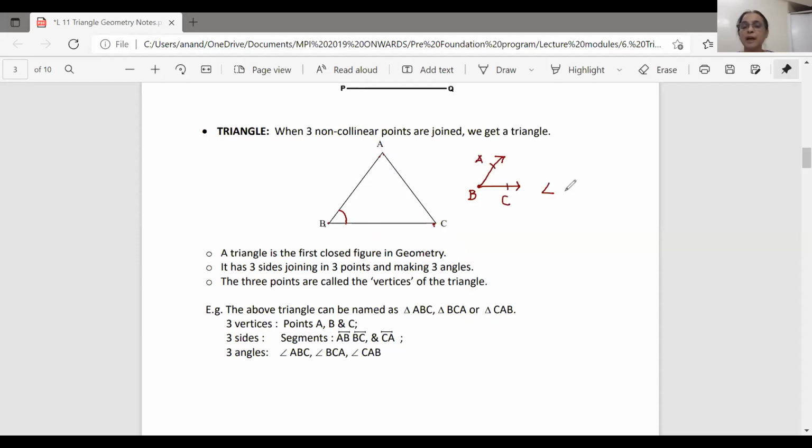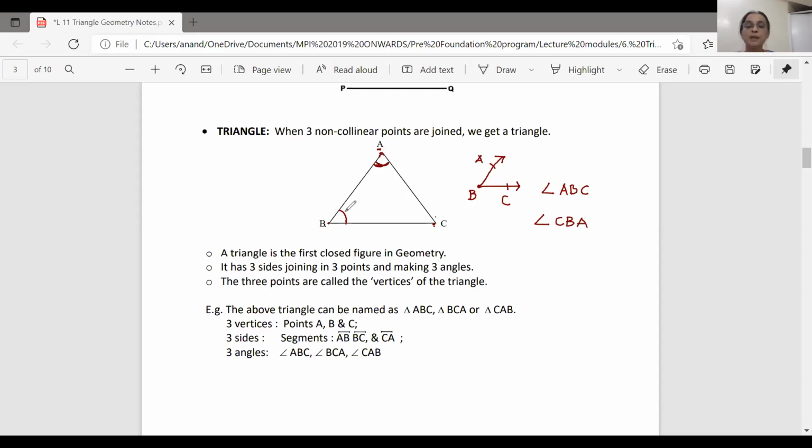I can call it angle ABC, or I can call it angle CBA. Both are correct. But I cannot name this angle as CAB. CAB will be this angle, not this angle. I cannot call this angle BAC. Both CAB and BAC will be this angle. So whichever name is in the middle is the vertex of the angle. And then we will get from the vertex the 2 arms.